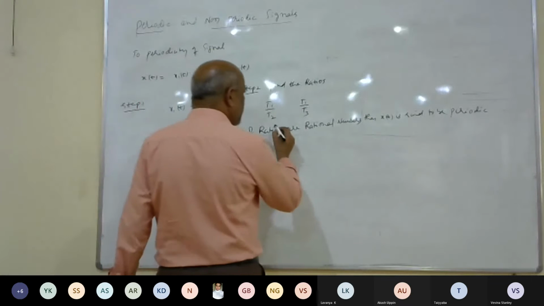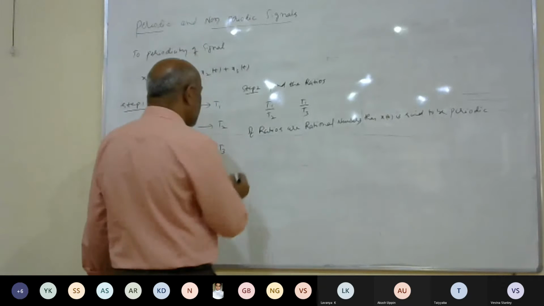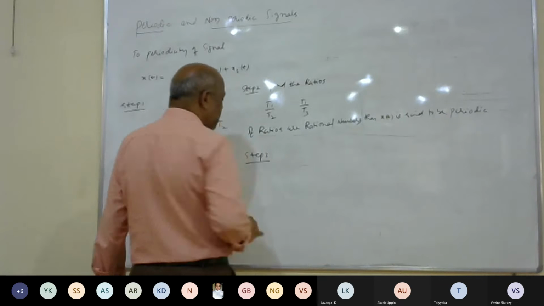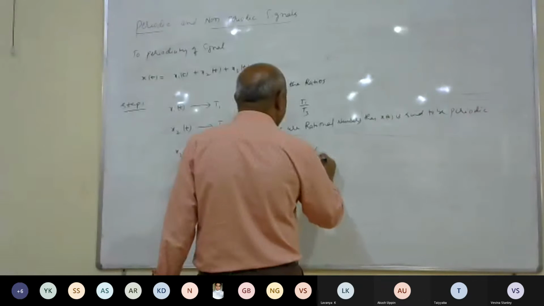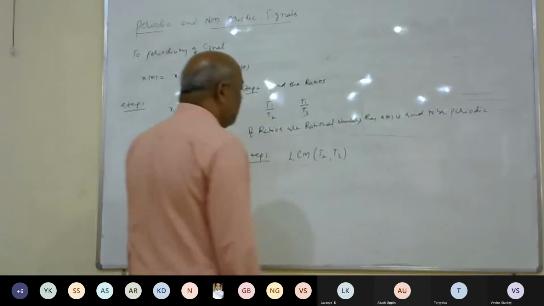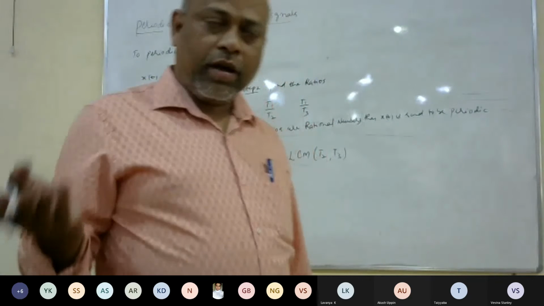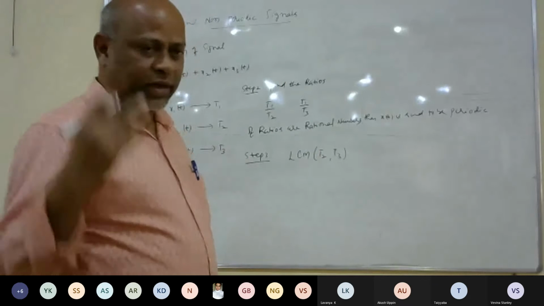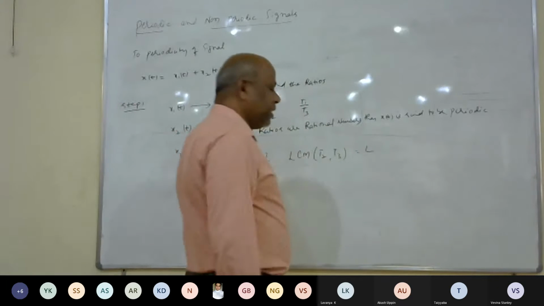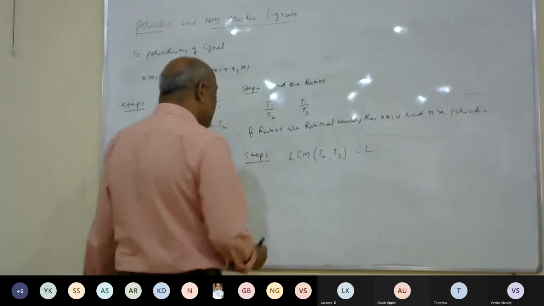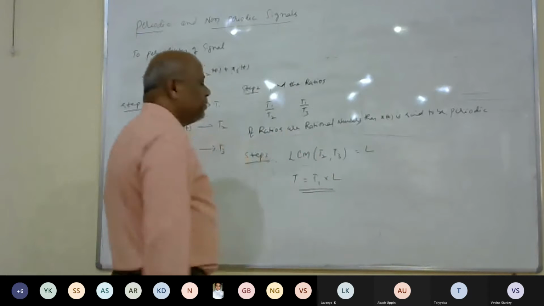Okay. Once you say that it is periodic, step number three is to find its fundamental period. To find the fundamental period of x of t, first find the LCM of the denominators of the ratios. The ratios are T1 by T2 and T1 by T3, so the denominators are T2 and T3. Find the LCM and let us take this LCM value as L. Then the fundamental period is capital T equal to T1 into L. This is the fundamental period of the signal.